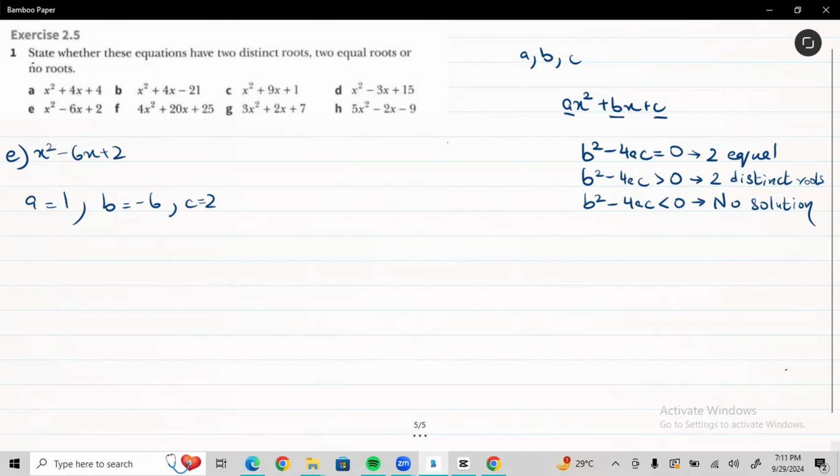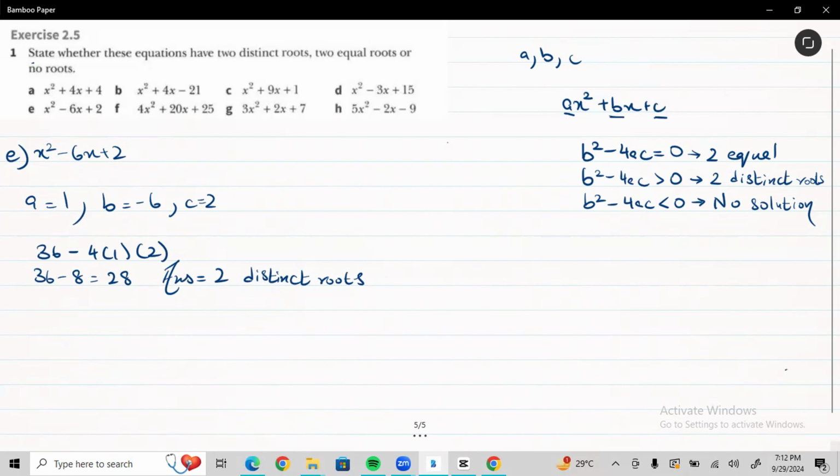Okay, so for this one, b squared, which is 36, minus 4 multiplied by a multiplied by c. 4 2s are 8. So 36 minus 8 is equal to 28. So as we know, this 28 is a value which is greater than 0. And when we get values which are greater than 0, we say that our answer is two distinct roots.